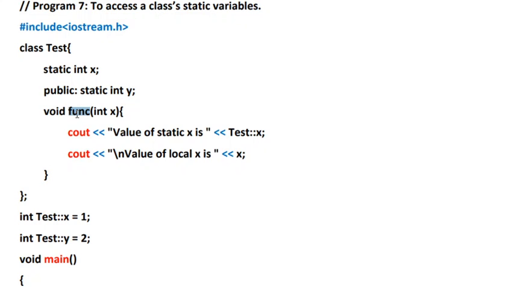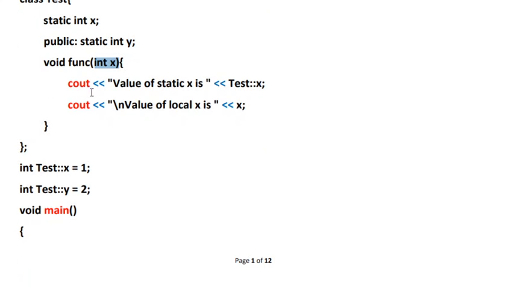And I have a public member function called func, where I'm passing an integer value a. Here you see, I'm printing the value of static x, and I'm printing the local value of x here. The static members of the class test, x and y, are being initialized with 1 and 2. So the value of the static variable x is 1, and the value of static variable y is 2. When I print the value of the static member x, it will give me 1, and when I print the local value of x, I'll get the value that I have passed.